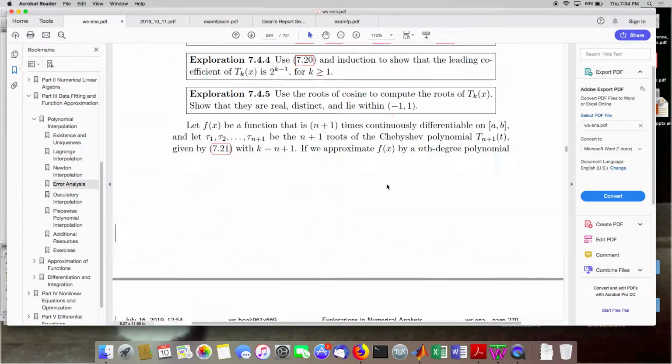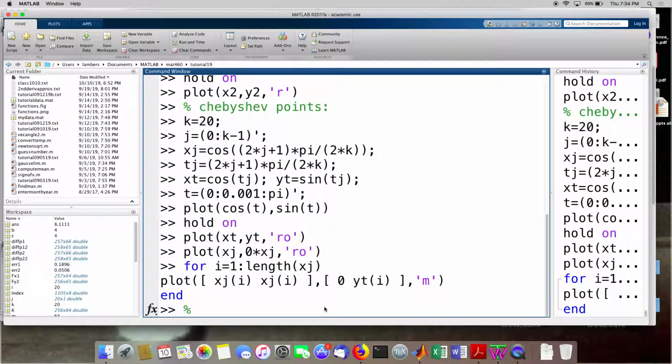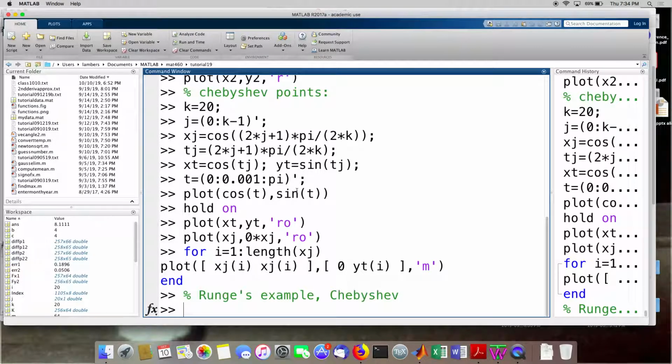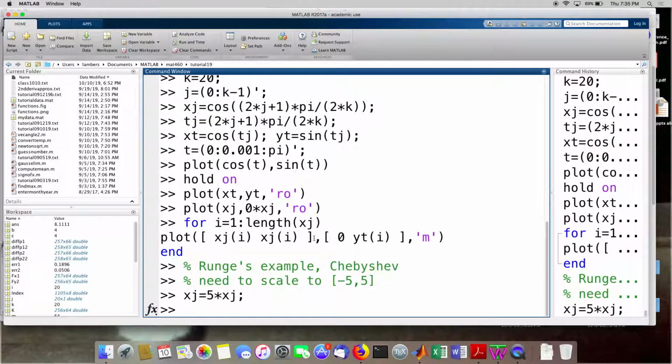I don't recall if I have another graph in the book. Oh, no, not here. Well, I can produce that now: Runge's example with Chebyshev points. Those are my Chebyshev points, from -1 to 1. I need points from -5 to 5, so all I have to do is multiply by 5. In general, if you're on a general interval [a, b], you need to scale and shift the Chebyshev points so that they fall within [a, b] and have the right distribution in that interval.